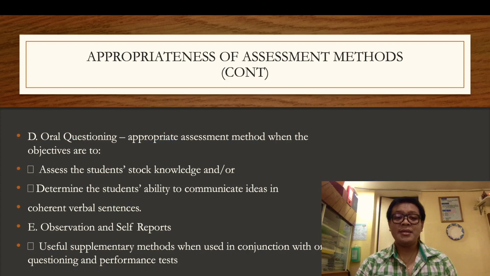Just a continuation, letter D is more into oral questioning. It's very appropriate to have this kind of assessment method when the objectives are as follows: to assess the students' stock knowledge, and determine the student's ability to communicate ideas in coherent verbal sentences. And letter E, observation and self-report. These are useful supplementary methods when used in conjunction with oral questioning and performance tests.